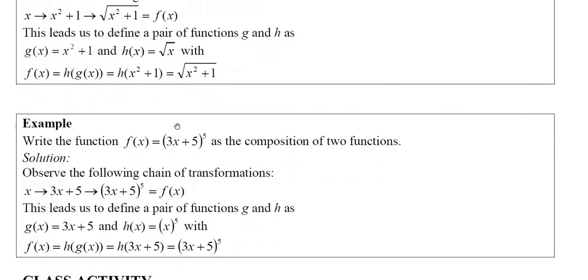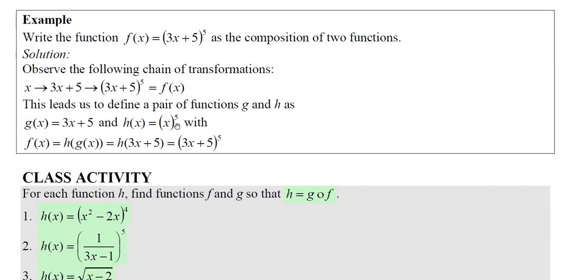Let's look at another example. Let's look at this one. Write the function f, which is 3x plus 5 to the 5, as the composition of two functions. Okay, so I can have an x to the 5. There it is. And then I must just have a 3x plus 5, you see. So I can have a 3x plus 5 and an x to the 5. Now if I put this 3x plus 5 there, I will have 3x plus 5 to the 5. So I can make this my g and this my h, and then this will be the composition.